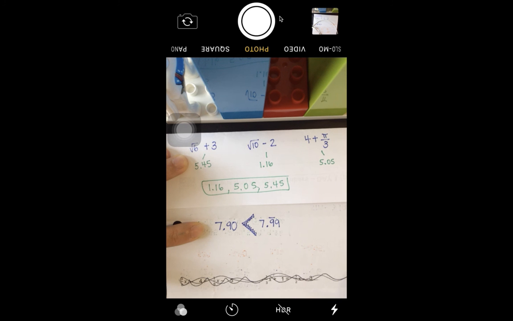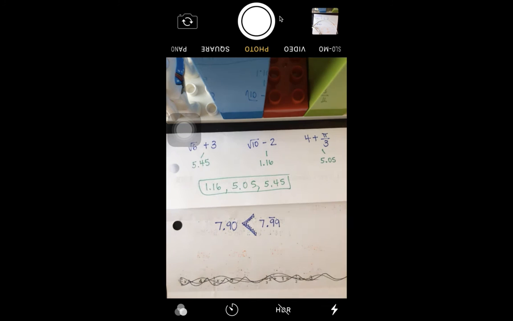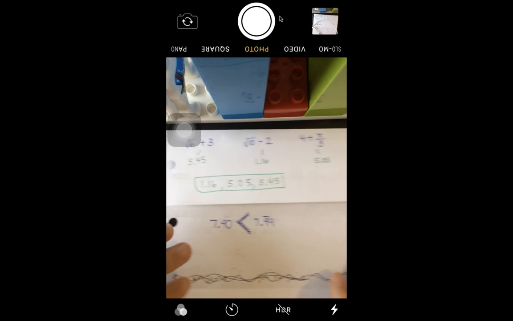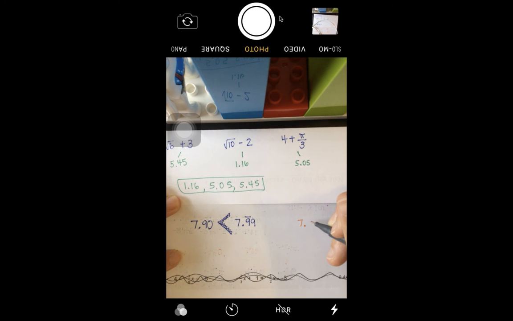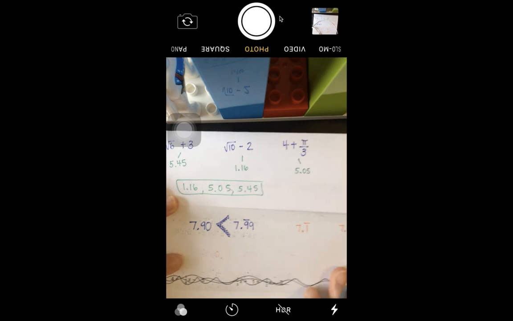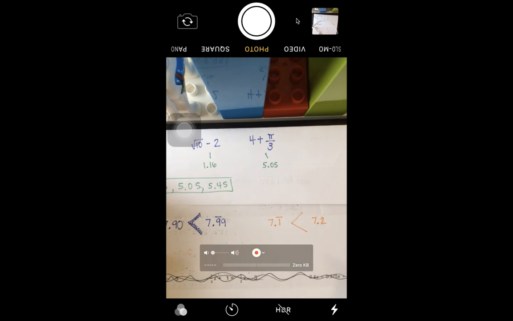So just to compare, this is not an actual question, but I just want to clarify. If I have, let's say, 7.1 repeated versus 7.2, 7.2 is bigger. Even though 7.1 goes on forever, just because it goes on forever doesn't mean it's bigger. Because it's 7.1111 and this is 7.2000, right? 2000 is bigger than 1111. That's why this one is bigger. So compare the actual digits. Don't compare how long your number is.